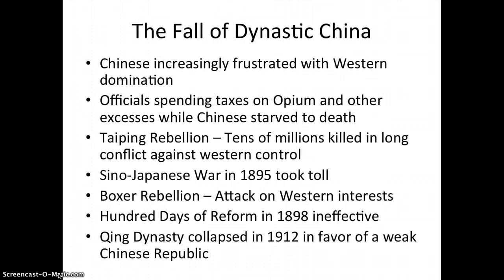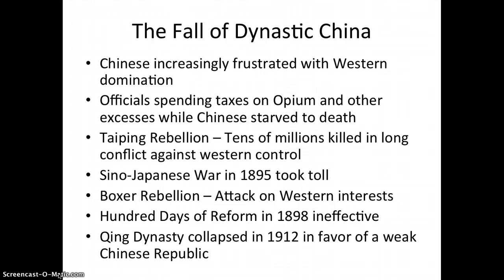Last but not least, let's talk about the fall of dynastic China. The Chinese were increasingly frustrated with Western domination. Officials were spending taxes on opium, like we talked about in the first video, other excesses as well, while Chinese people starved to death. So the Taiping Rebellion was kind of the first resistance of the Chinese people over that, and it took a long time. It was 10 years, tens of millions of people killed in a long conflict against Western control. And this was kind of the first warning that things are about to change in China.